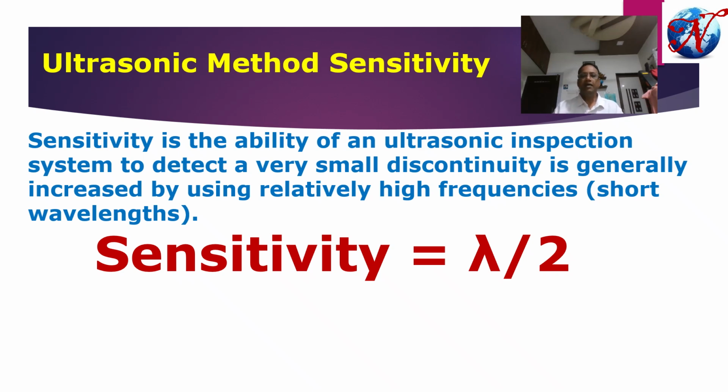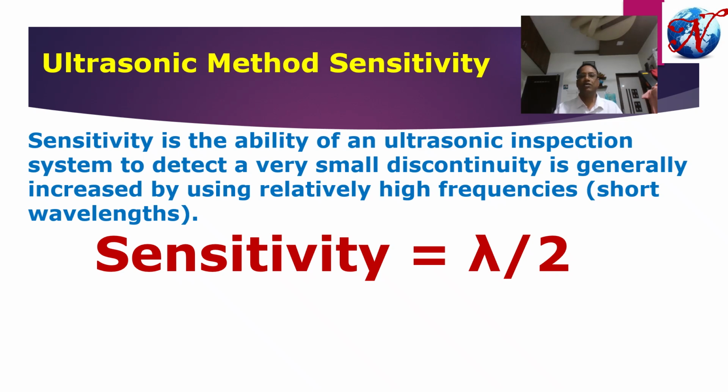We know that each and every NDT method has a specific sensitivity requirement. If your method is not sensitive enough, we cannot identify the finer defects. In ultrasonic, the sensitivity of inspection clearly depends upon the lambda value. Lambda by 2, that is half of the wavelength, is equivalent to the minimum defect size that can be identified in ultrasonic testing. Now lambda has a relationship with the frequency of the sound.